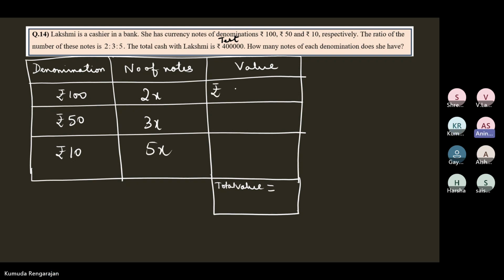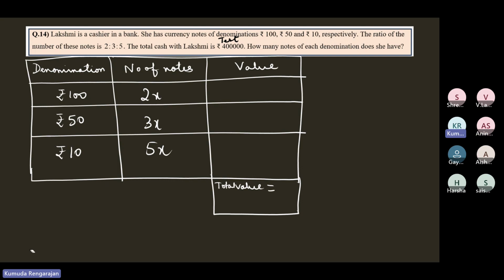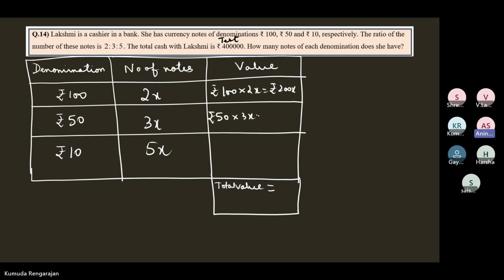So 100 into 2x is equal to rupees 200x. Then 50 into 3x is equal to 150x. Then 10 into 5x is 50x. So the total value would be 200x plus 150x plus 50x is equal to the total cash with Lakshmi.